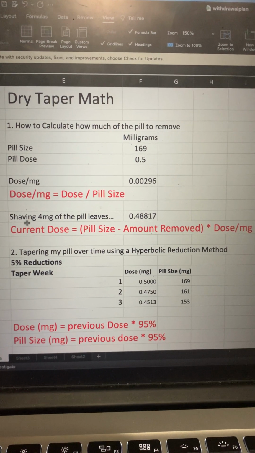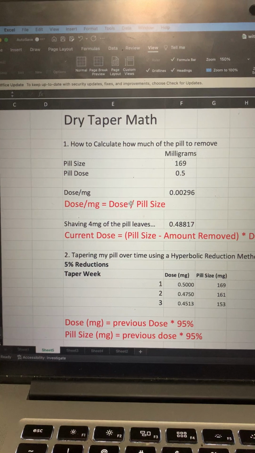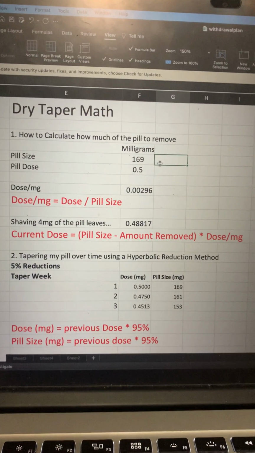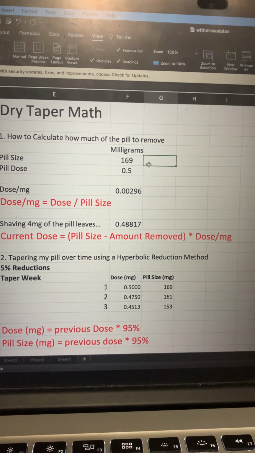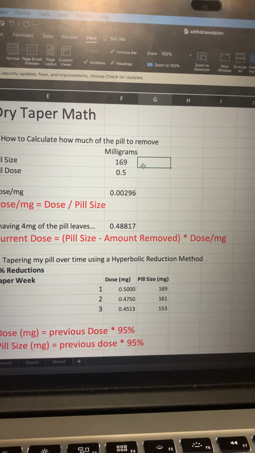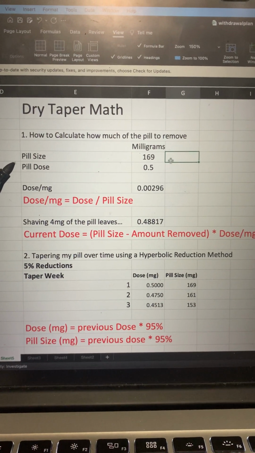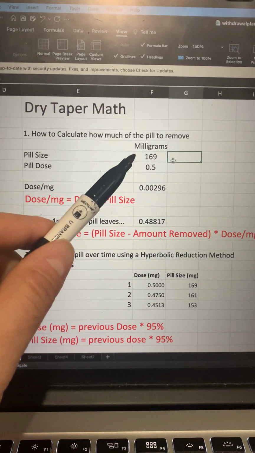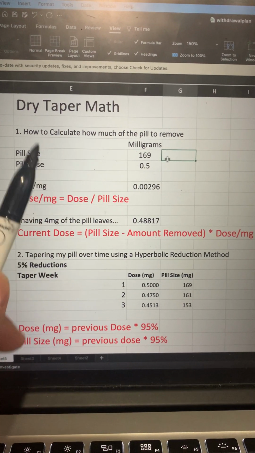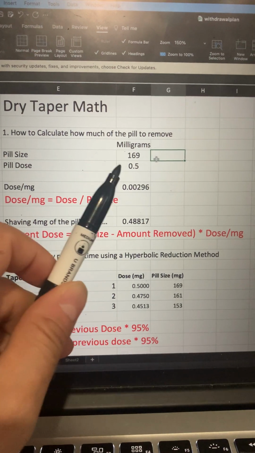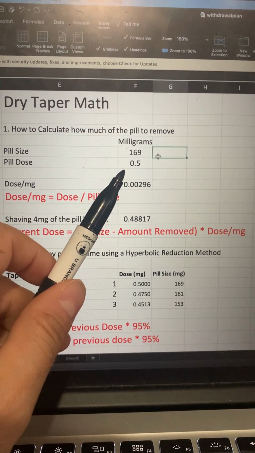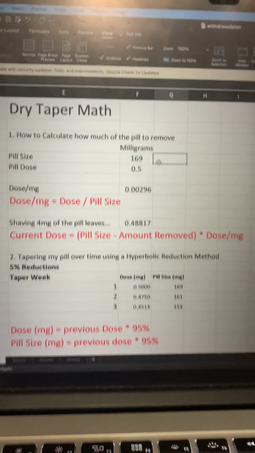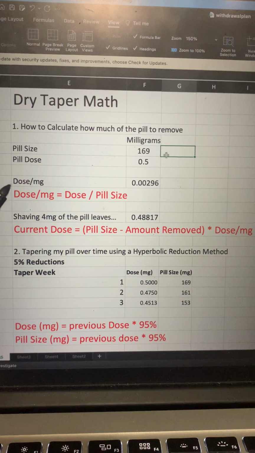So when you're weighing your pill on the scale, you're going to see that it's somewhere between 0.169 or 0.170, etc. Mine are typically 0.169 grams. 0.169 grams would be 169 milligrams, right? You just move the decimal place out. So we have 169 milligrams, and then the pill dose for this pill is half a milligram, so 0.5 milligrams, right? So now you have to calculate, to help you with all of this, the dose per milligram.